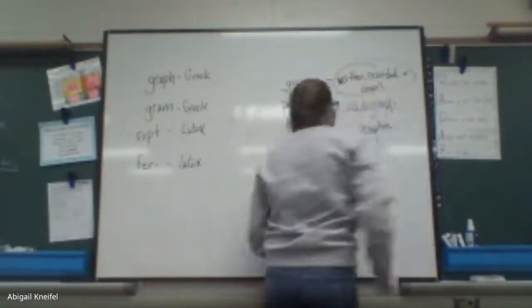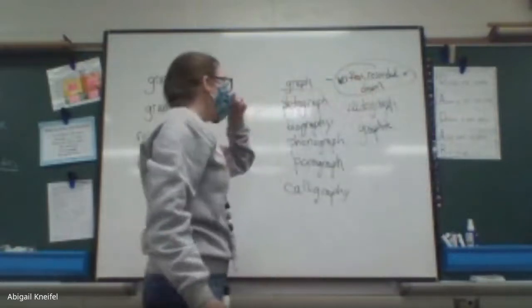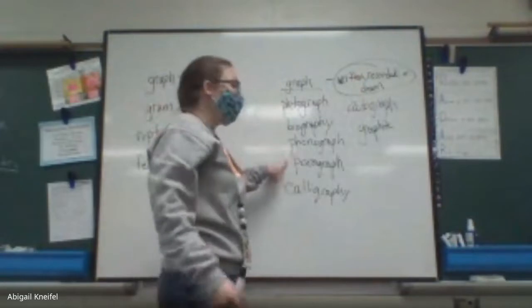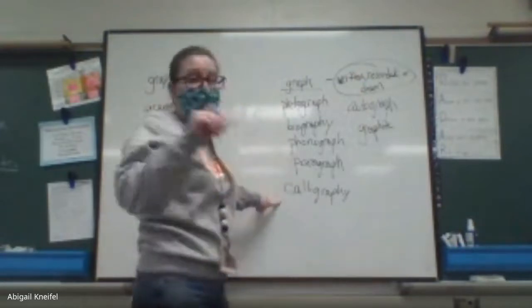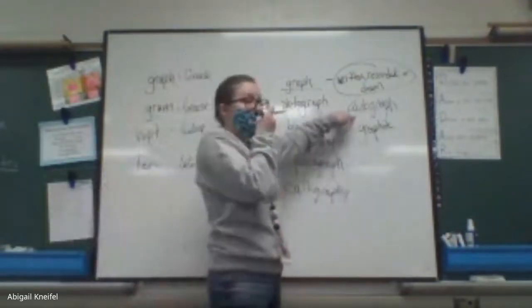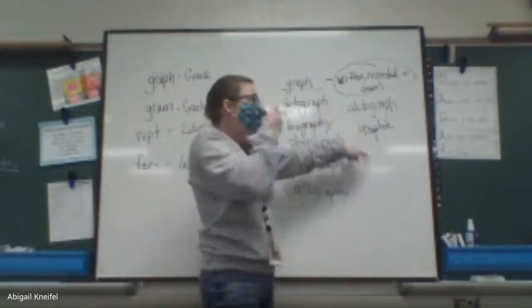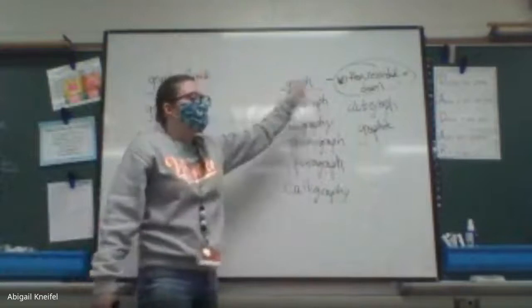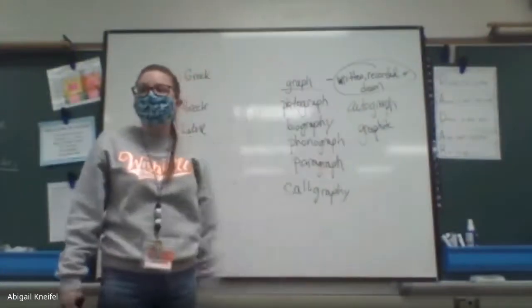Obviously, photograph is kind of the exception to that, but a biography is something written. A phonograph you can record sound with. A paragraph we obviously write. Calligraphy is fancy handwriting. An autograph, you write your name. Graphite is what you write with, okay? So graph means written, recorded, or drawn.